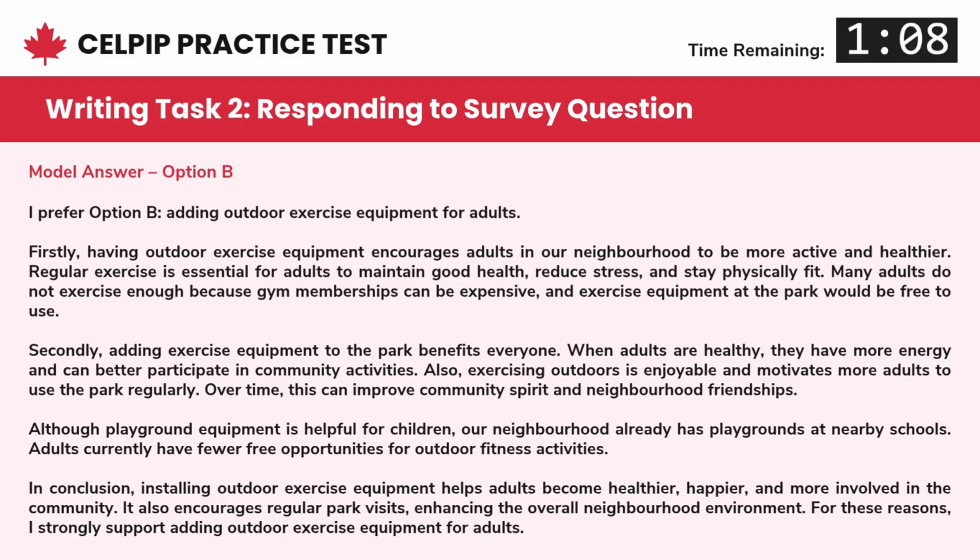For example, the writer emphasizes that outdoor exercise equipment encourages adults to be more active and healthier, highlighting its importance for improving adult fitness and reducing stress. Another key point is that healthy adults contribute positively to community life by being more energetic and involved.